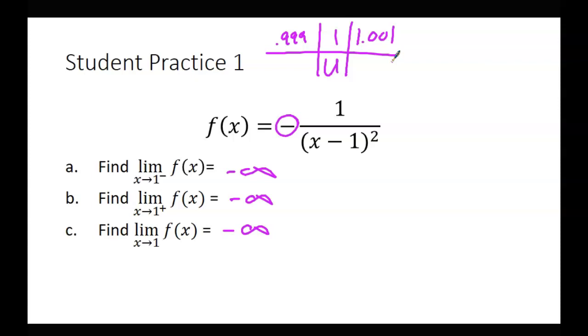I don't know. All right. So, Roxanne, what is the y value at 0.999? Negative 1 million is correct. Manny, what is 1.0?